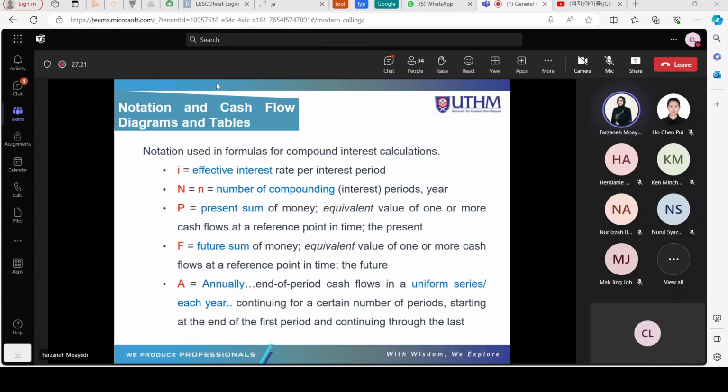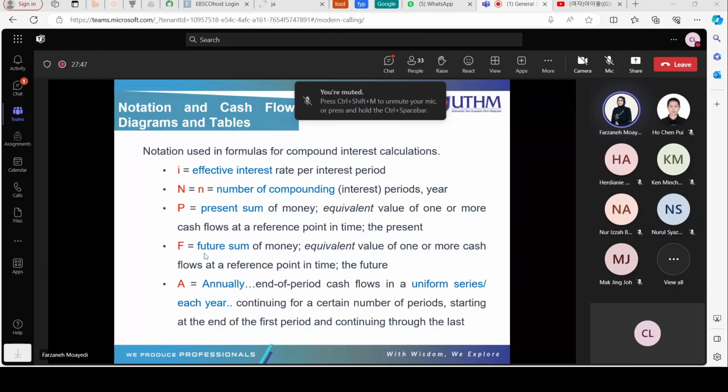So these are the notations used in the formula for compound interest calculation. You are already familiar with I, which is the interest. You're already familiar with N, the number of compounding periods, or years. This is when we are talking about the duration or year. Then we have P, which represents the present sum, F represents the future sum, and A represents annually.